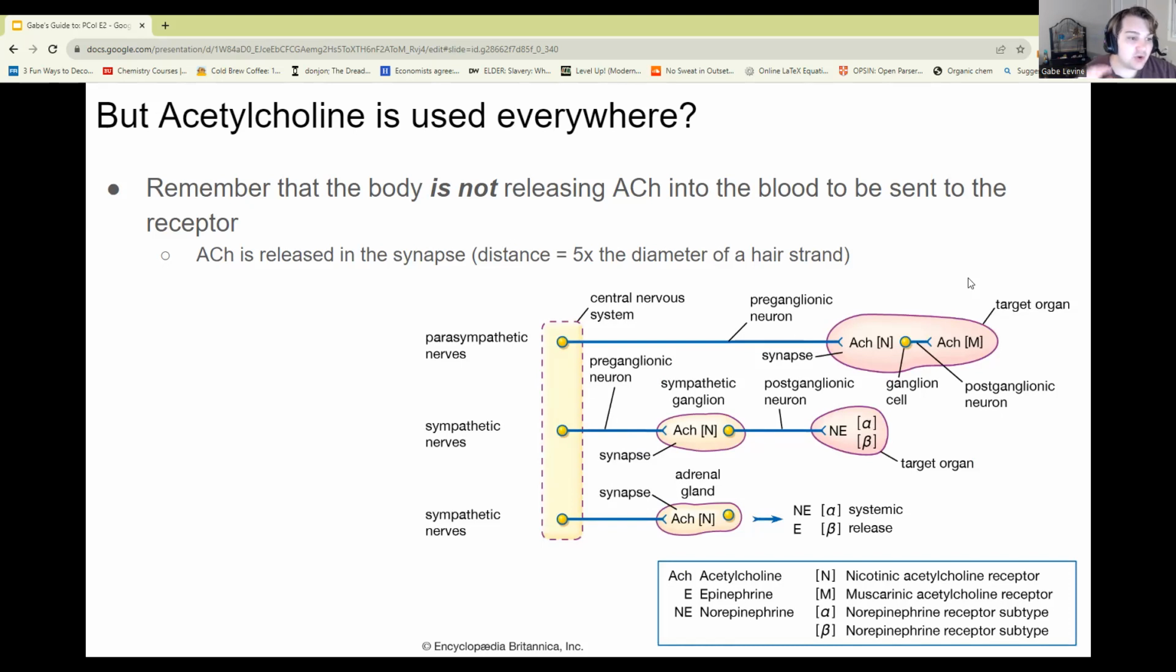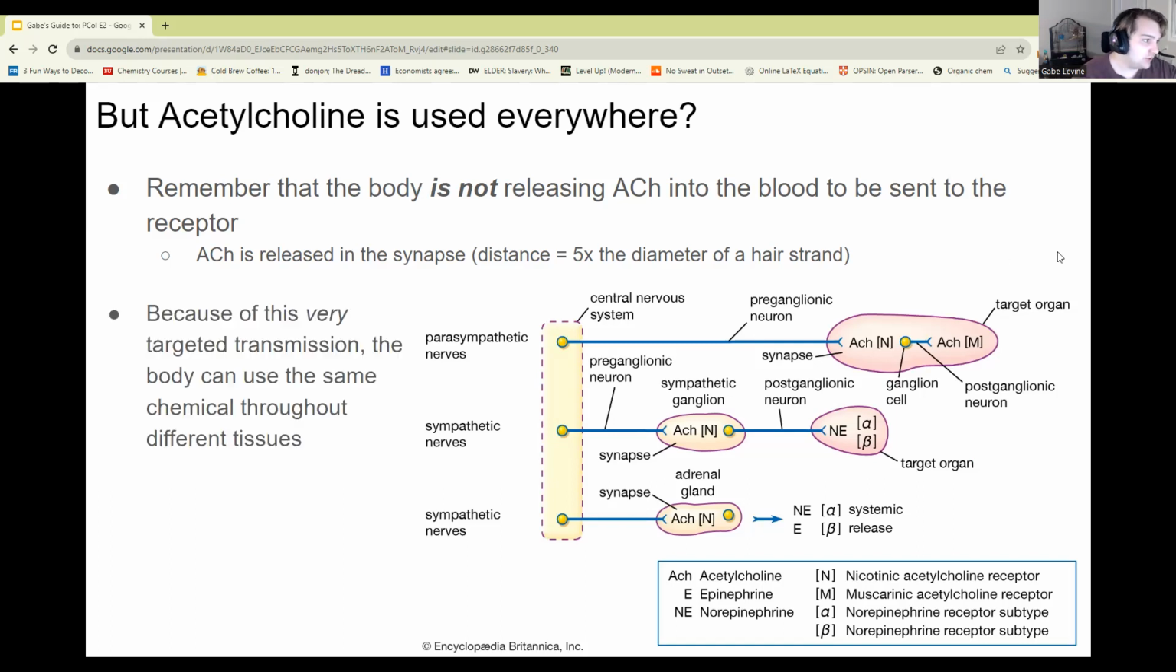So don't get confused that acetylcholine is showing up in all these different places, because it's not floating around the body activating all these different things. It exists in one place only, and it's doing one action only. So you get super targeted transmission, and that accounts for a lot of the tight control that the body has over the different tissues.